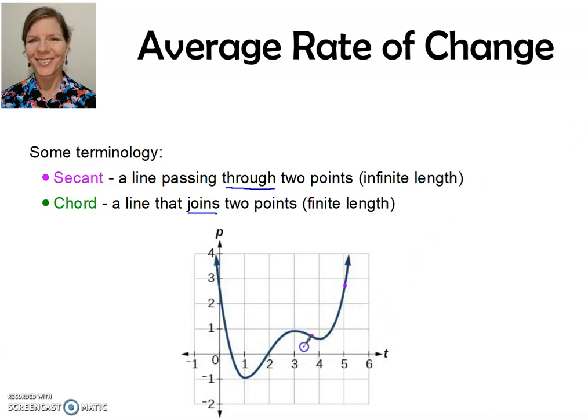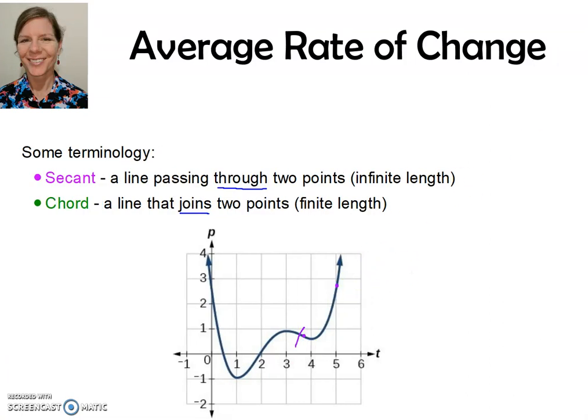So I'm going to try and draw a straight line. Ooh, that's not very straight. Let's see. This one. So a straight line that goes through there. Okay, so that would be a secant because it extends in either direction.